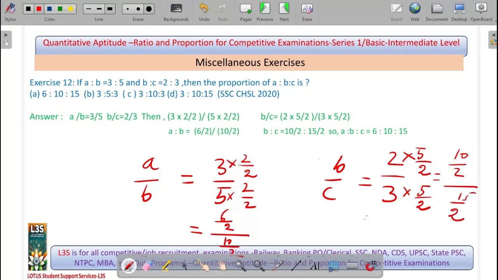So from here we see here 10 by 2, here also 10 by 2, here 15 by 2, here 6 by 2. So from here we can directly take A is to B is to C like this. For A we can take directly 6 and for B we can take 10. For C we can take 15. So this ratio A, B, C will be 6 is to 10 is to 15. This is correct.